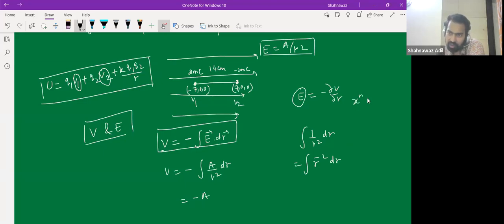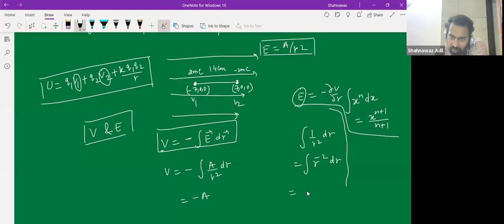What is the integral of x^n dx? Yes, guys, what is the integral of x^n dx? This is x^(n+1) divided by n+1, right? Yes, sir. So r^(-2), this would be r^(-2+1) divided by (-2+1). So this is r^(-1) divided by minus 1, which means minus 1 over r. So minus minus cancels and we get A over r. This is the potential.